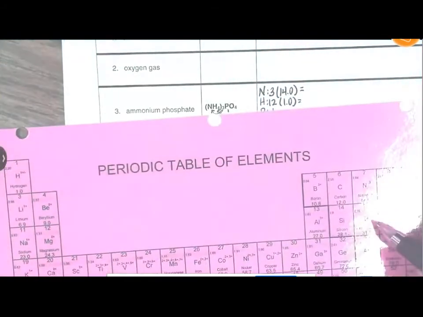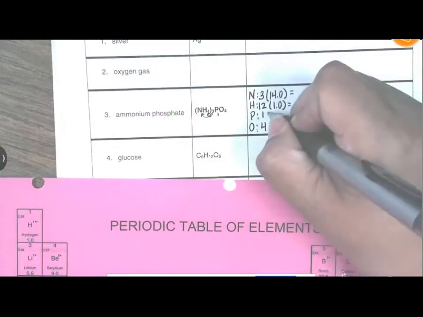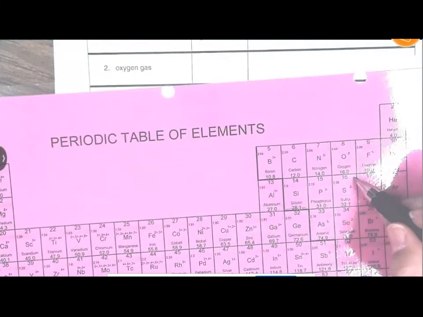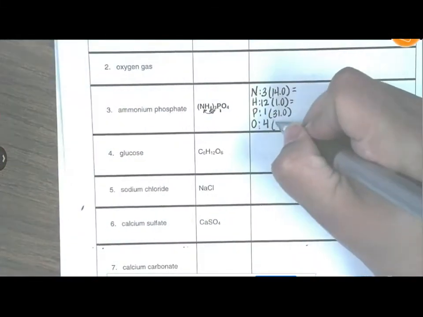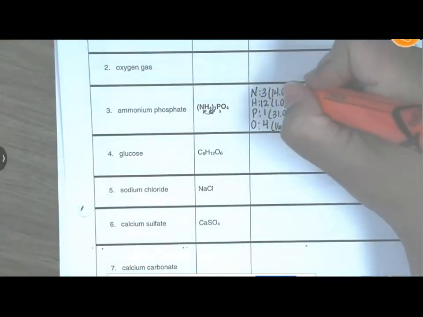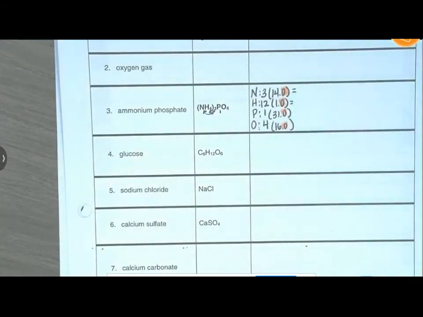Phosphorus, right here, 31.0. And oxygen is 16.0. Remember, you have to have one decimal place number in the 10th spot. So now I'm going to figure out what these values are.